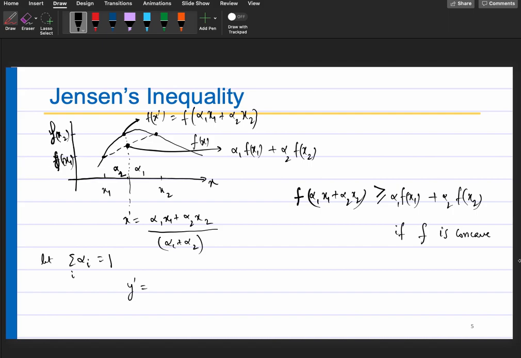Whatever it is, if your f double dash, which means the double derivative with respect to x, is negative, then this holds. So let me remove this terminology, which might be confusing. I may simply say if f double dash is less than or equal to 0, then this inequality will hold. Do you agree with this? And on the other hand, if f double dash is greater than or equal to 0, then the inequality will be the other way around.